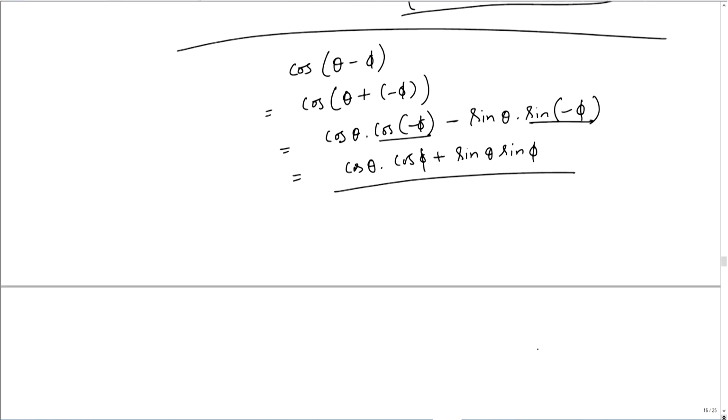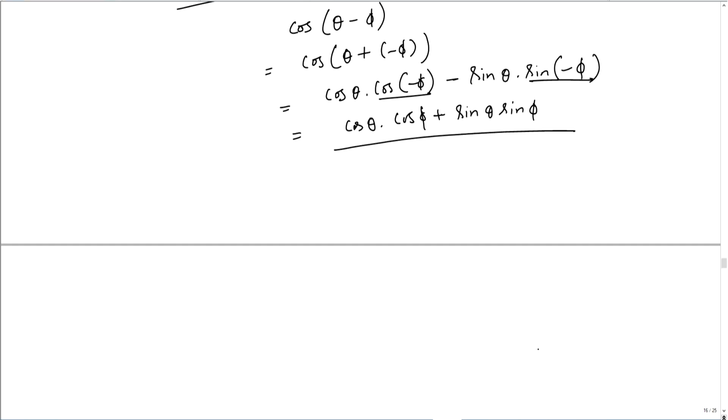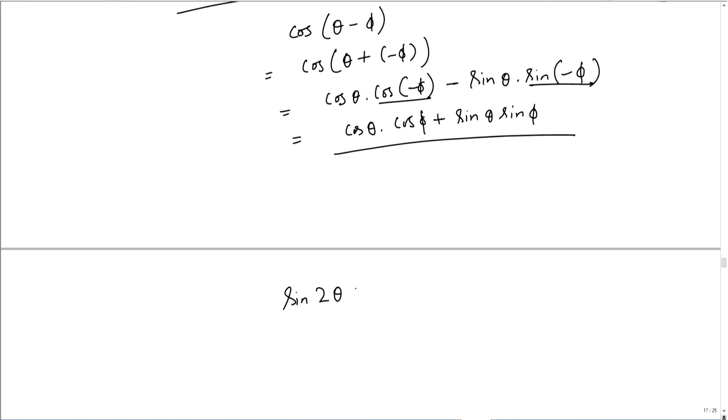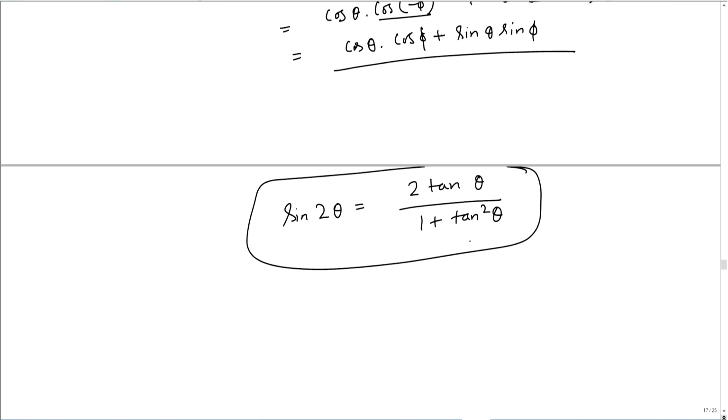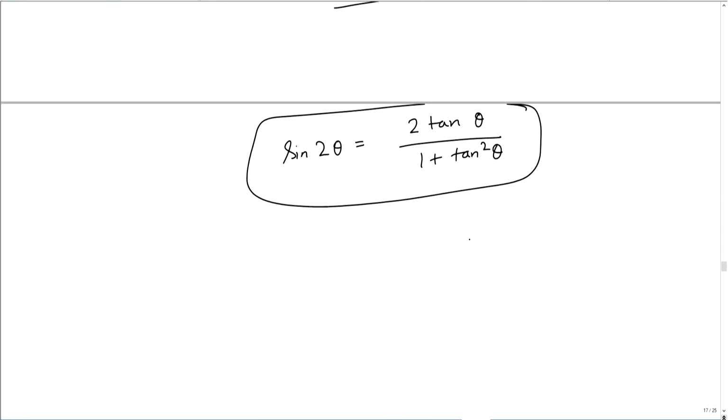Okay. Let us try something interesting. There is an identity that you need to prove. The identity is sine 2 theta equals 2 tan theta divided by 1 plus tan square theta. This is another important identity, but let us try to prove this using the identities we already know.